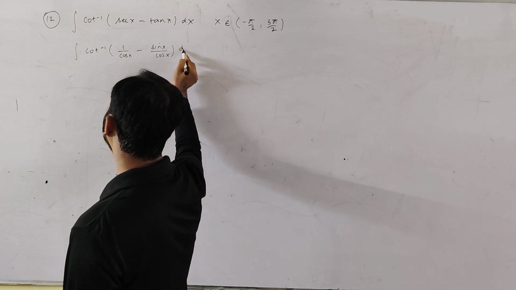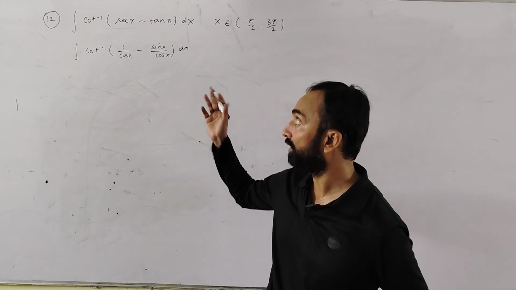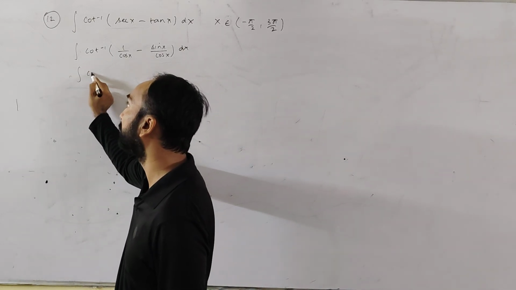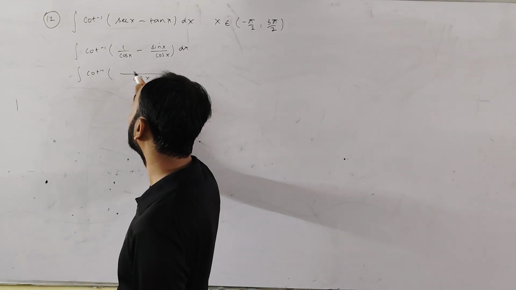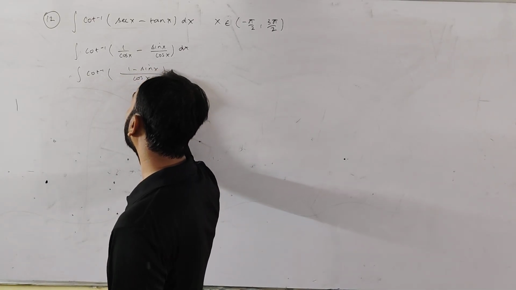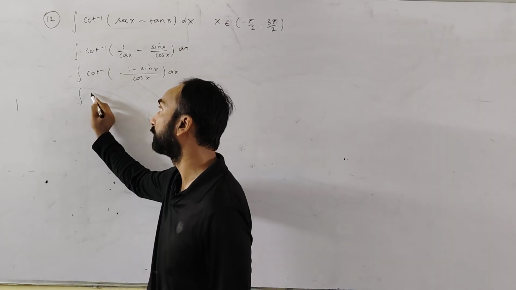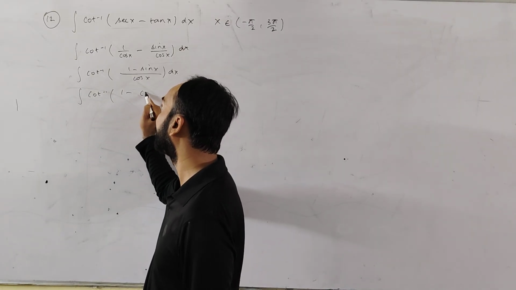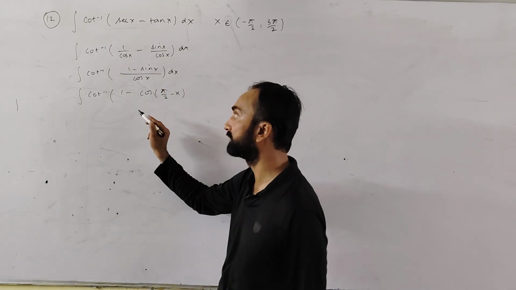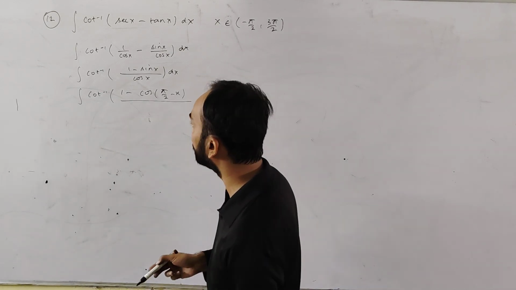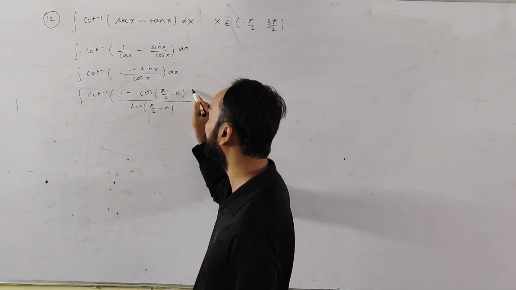So what we are doing, the first step only, we are changing the secant x and the tan x into the form of cos and sin, right? And now the next step I can write as cot inverse, and in the bracket cos x will be the denominator, and this will become 1 minus sin x, and dx. Now sin theta can be written as cos of 90 minus theta. So in the numerator, 1 minus sin x I can write as 1 minus cos of pi by 2 minus x. Only writing cos 90 minus theta will become again sin x, so only this change I am making. And in the denominator, cos x I can write as sin of pi by 2 minus x, that is sin 90 minus theta is again cos x.